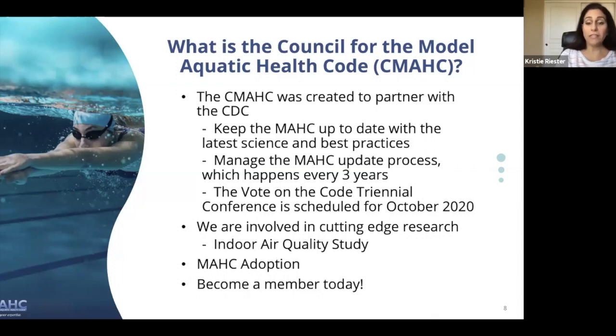We are involved in cutting edge research. We are working on an indoor air quality study in partnership with Purdue University, which has been a great partnership. So we're always looking at pulling in the greatest minds of science and helping solve problems that we have in our facilities. We also help with MAHC adoption.